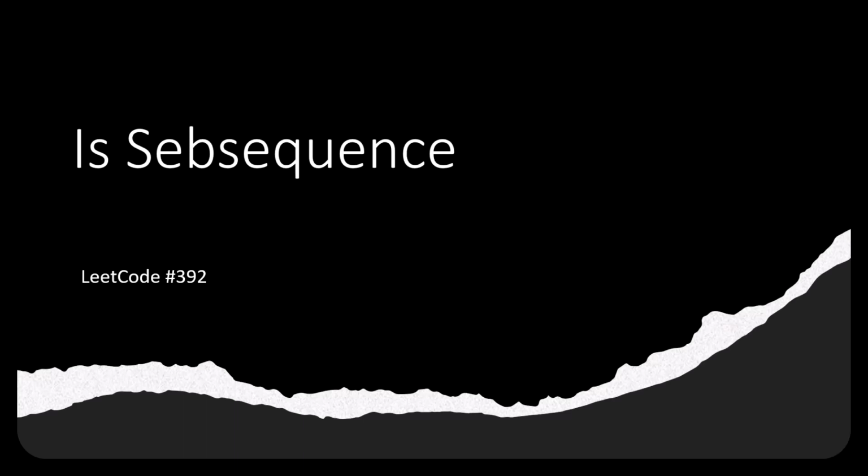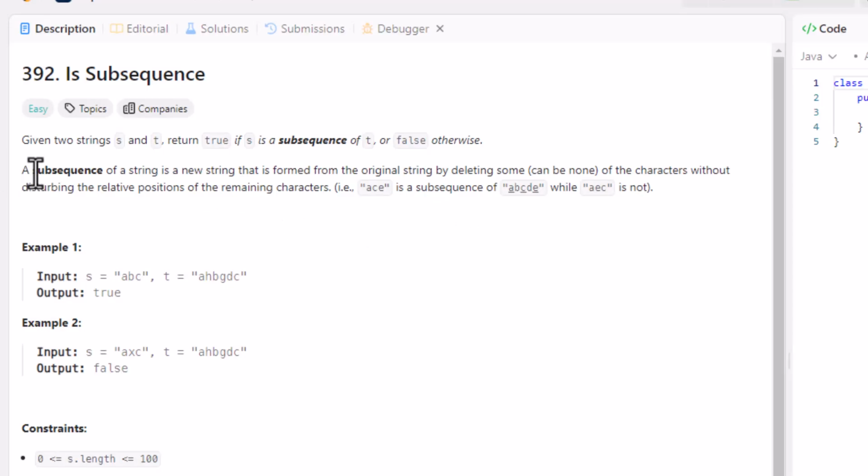Hello, today we're going to be doing LeetCode problem 392, Is Subsequence, and this is one of the top 150 questions that LeetCode has put together as the most popular interview questions. This problem states, given two strings s and t, return true if s is a subsequence of t or false otherwise. The subsequence of a string is a new string that is formed from the original string by deleting some, can be none, of the characters without disturbing the relative positions of the remaining characters.